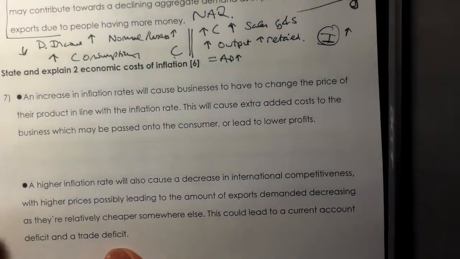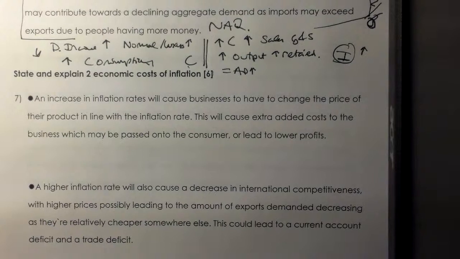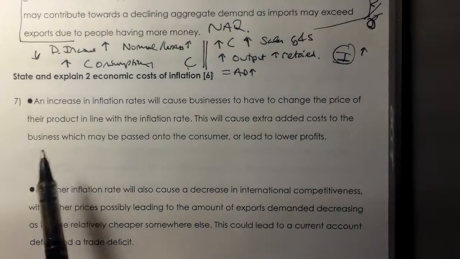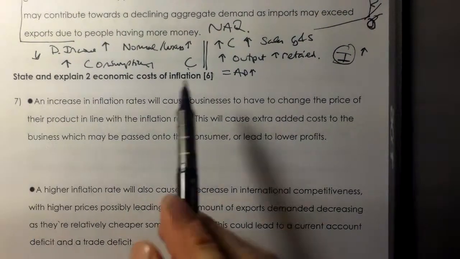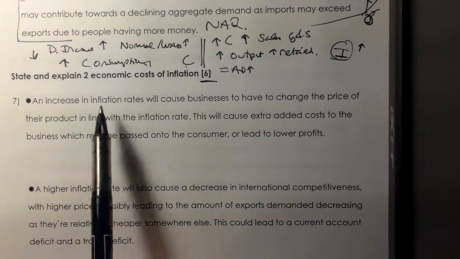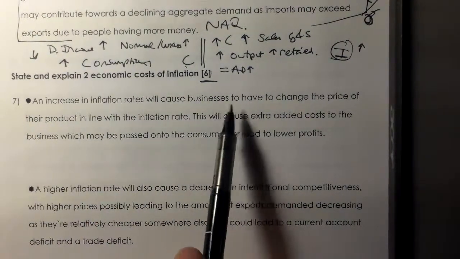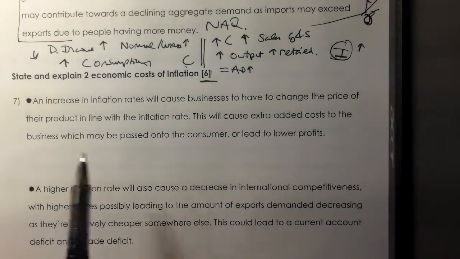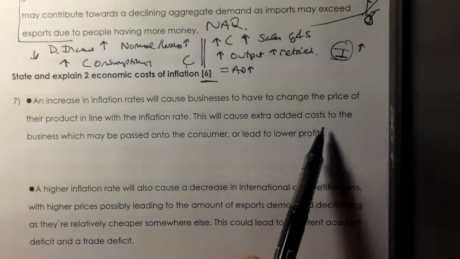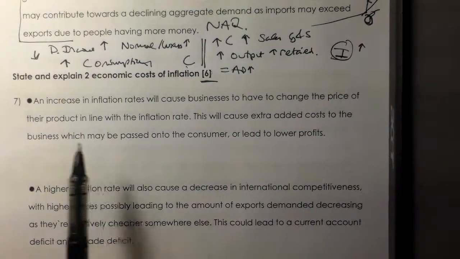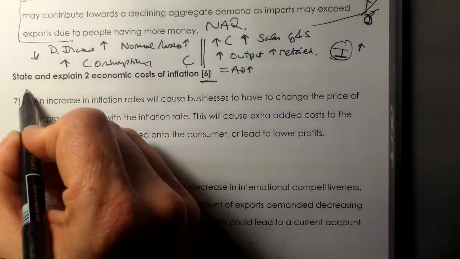The next question says, state and explain 2 economic costs of inflation. The first economic cost mentioned here, and again 6 marks, so 3 marks for each, is an increase in the inflation rates will cause businesses to have to change the price of their product in line with the inflation rate. This will cause added extra cost to the business, which may be passed on to the consumer and lead to lower profits. What's missing from this is the key term.